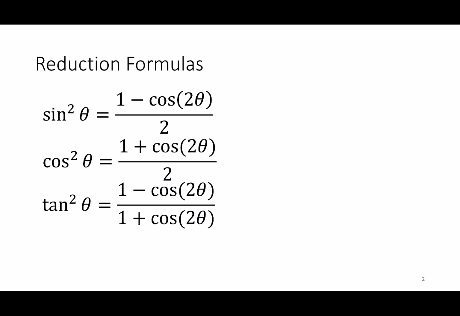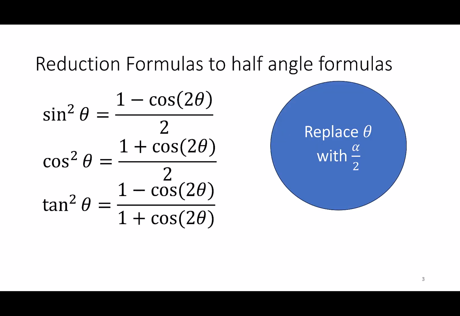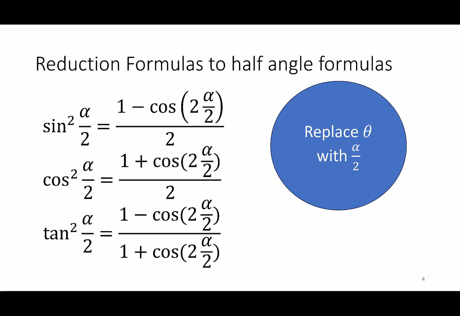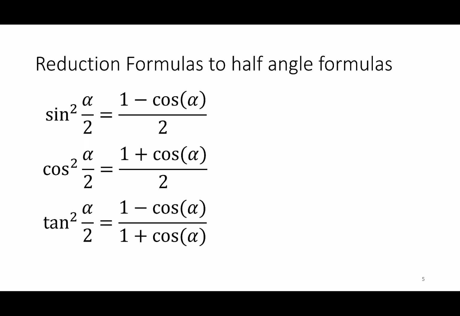We previously found out that sine squared theta can be expressed as 1 minus cosine 2 theta over 2. Cosine squared theta can be expressed as 1 plus cosine 2 theta over 2, and tangent squared theta can be 1 minus cosine of 2 theta over 1 plus cosine of 2 theta. What I want to do is replace theta with alpha over 2. Notice that the substitution occurs on both the left and the right side of the equation. On the right side of the equation, we'll cancel the 2's, which gives us these reduced formulas.